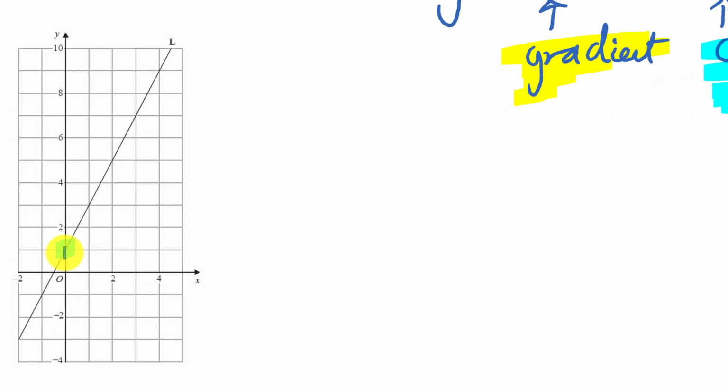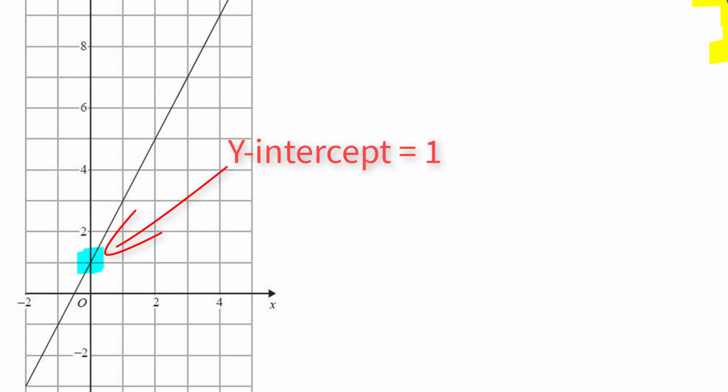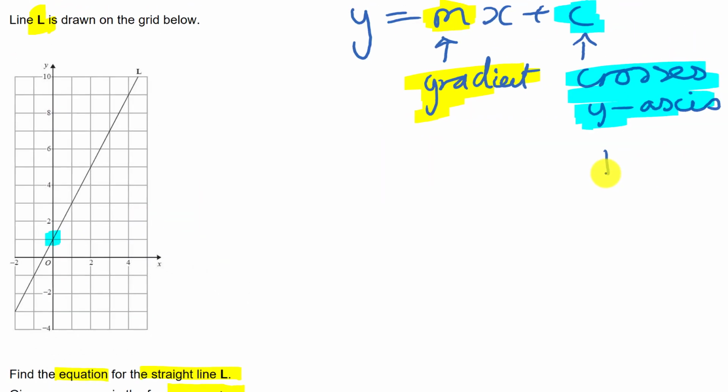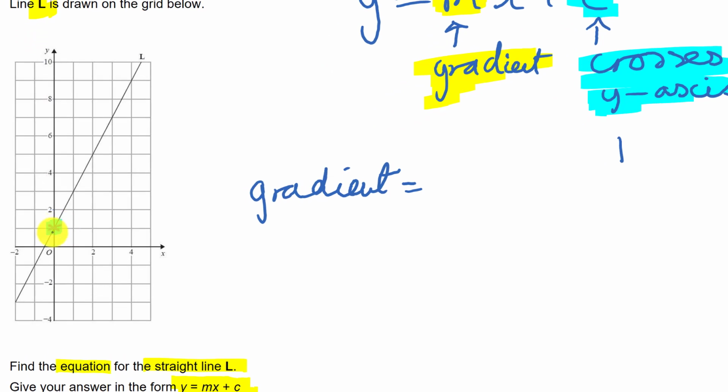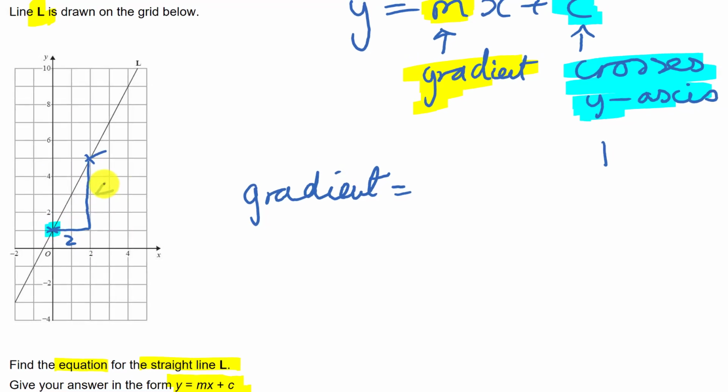So we can see c straight away is easy to find. That's just going to be 1. Now we want to find the gradient. So the gradient is equal to our change in y over change in x between 2 points. Just pick 2 points. So we've got that point, 0, 1, and then another point that goes through here. We go along 2, and we're going up 1, 2, 3, 4. Just check the scale, that is 4.